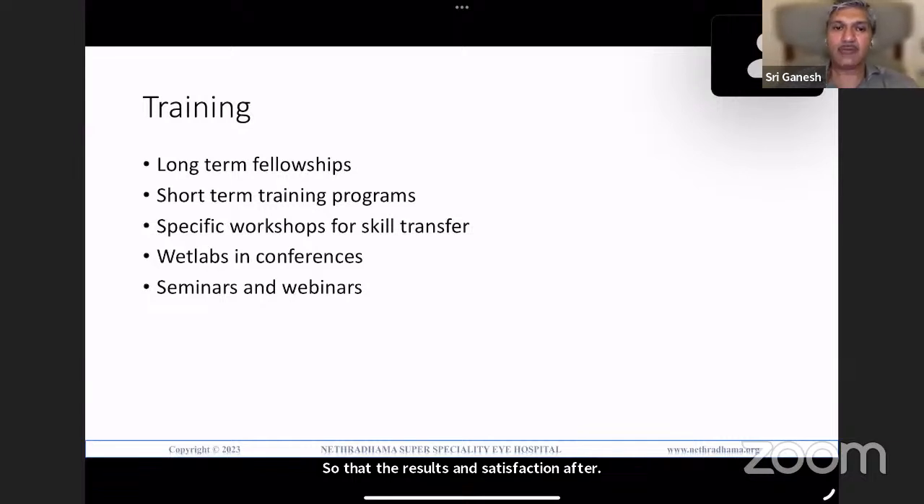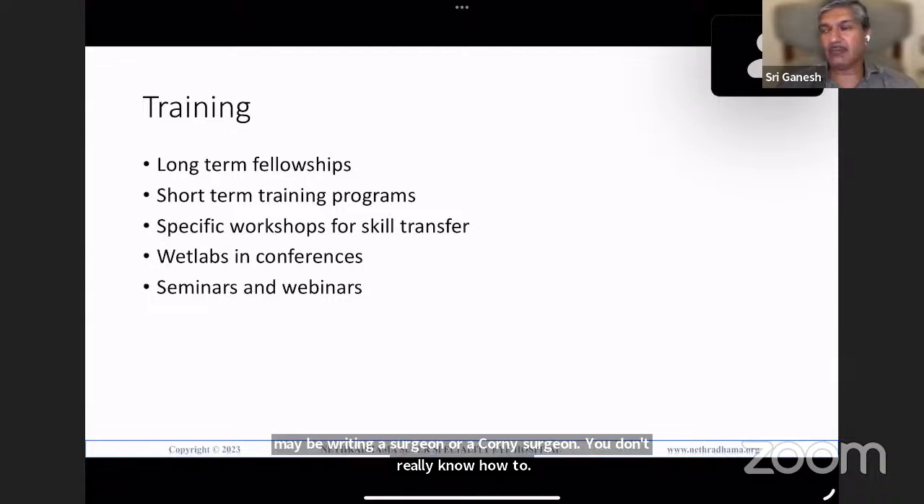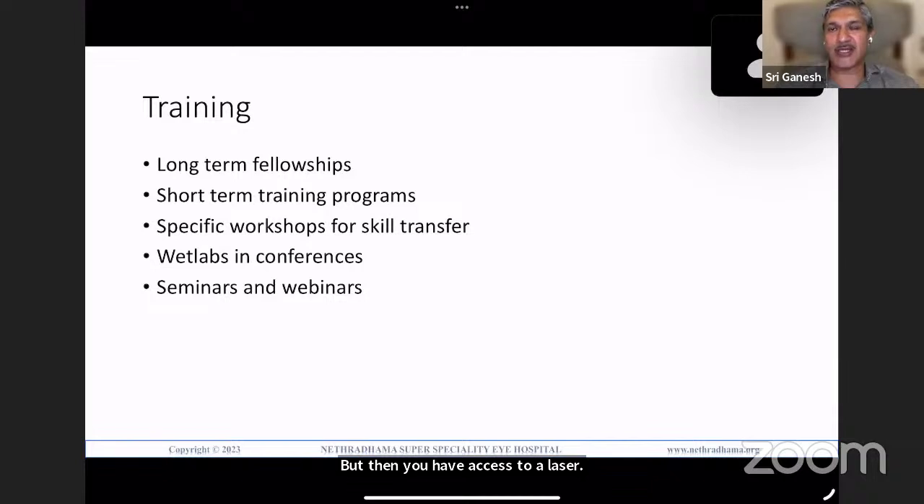Because now we have a lot of weekend refractive surgeons. You may be a retina surgeon or a cornea surgeon. You don't really know how to read topography maps or do a proper refraction. But then you have access to a laser. So like once a week, if you get a patient who's asking for it, you just take them and just do it. Doing PRK is very easy. You just have to press the button, trans PRK, press the foot pedal, and it's done. And it's a good source of income.